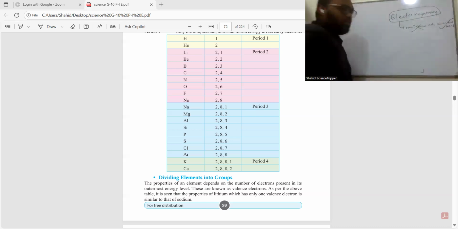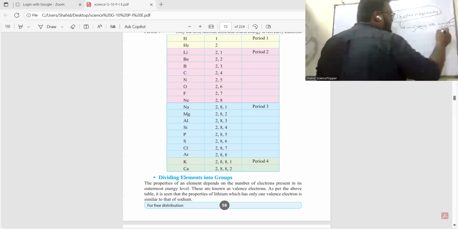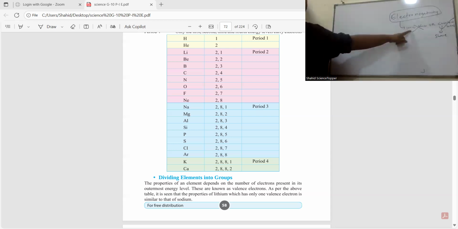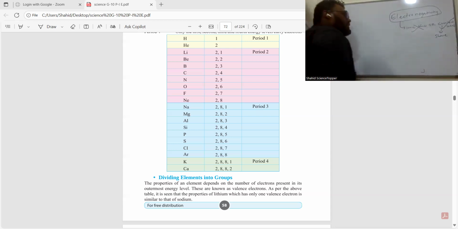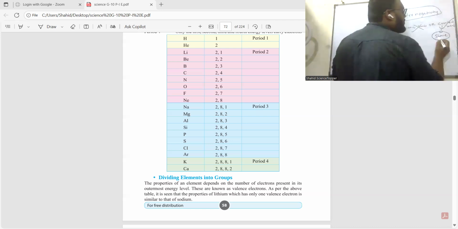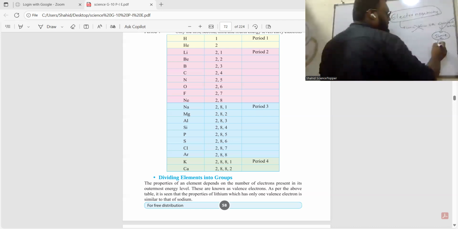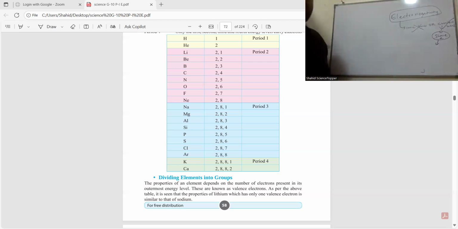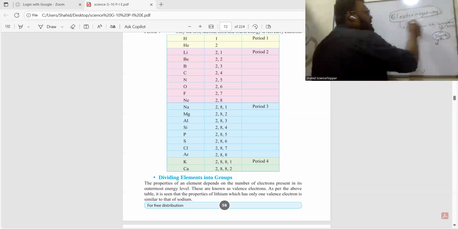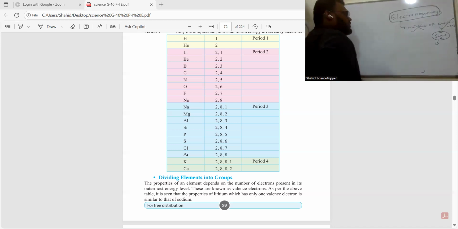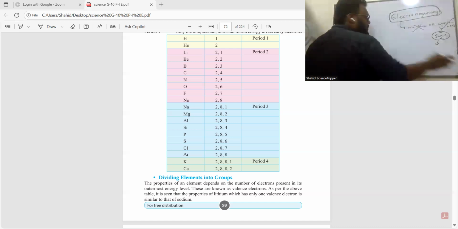To form a covalent bond, the atoms need to share. What do they have to do? They have to share the electrons. Unlike ionic bonds, where you will see losing and accepting, here you will see sharing of electrons, right? So when it comes to sharing, there only we can discuss electronegativity.